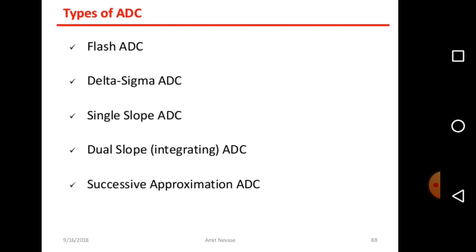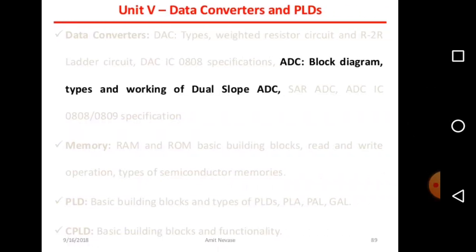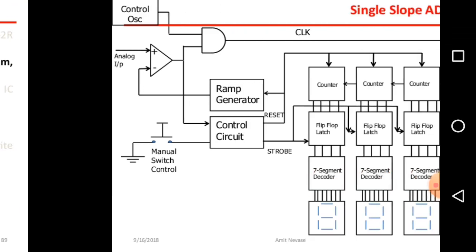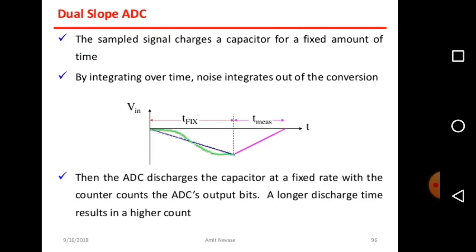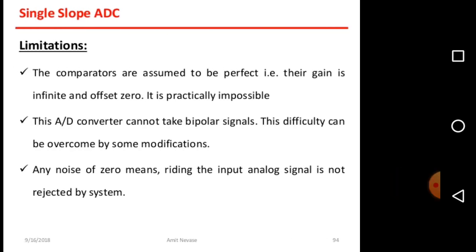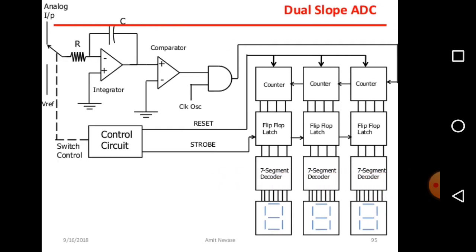Now we will see types of ADC: flash type, dual slope, successive approximation. First we will see dual slope ADC.